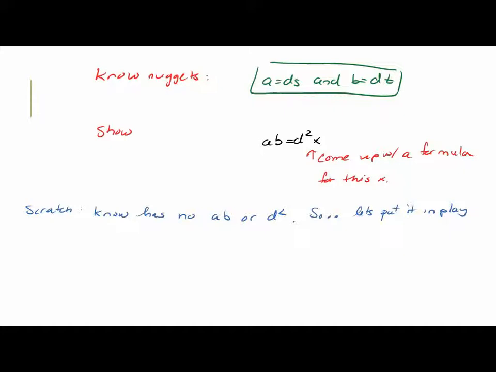So where's my know? Scratch work. Well, my show has, where I have to end up, it has a D squared in it. And my know doesn't have any D squareds in it. So what could I do maybe to get it into play? How could I start from the top green box and get a D squared involved?